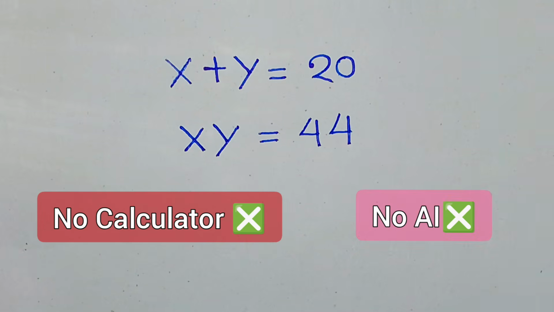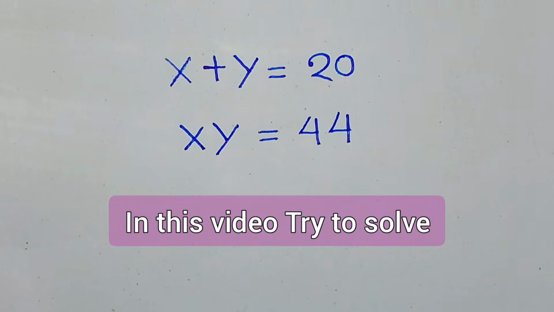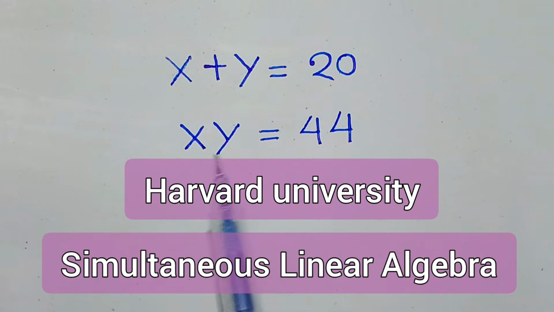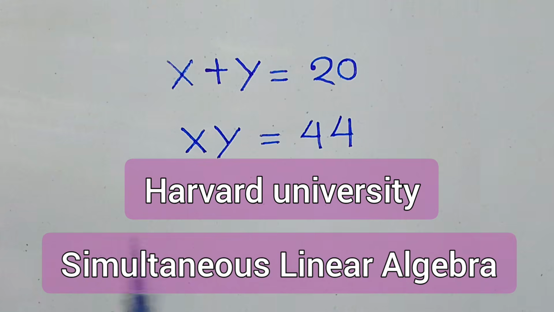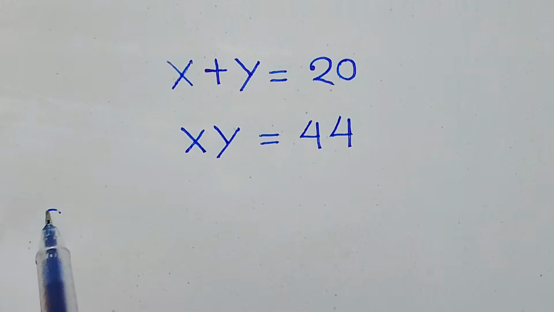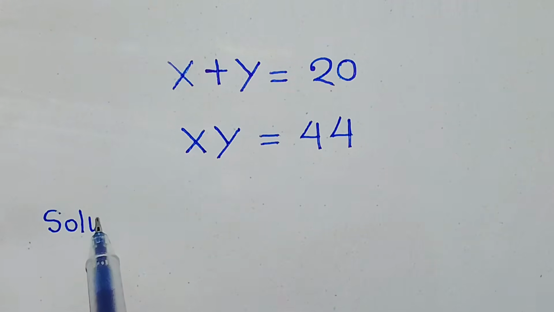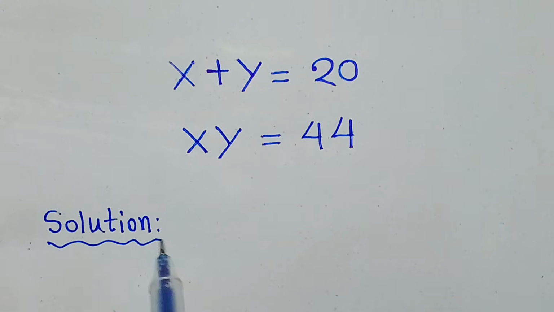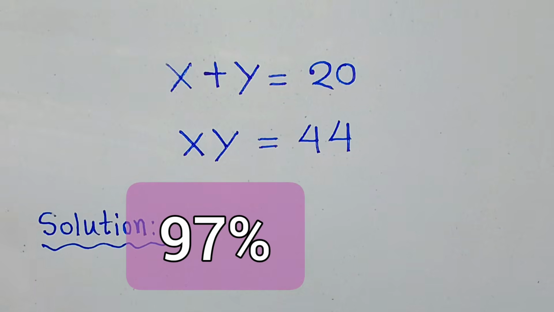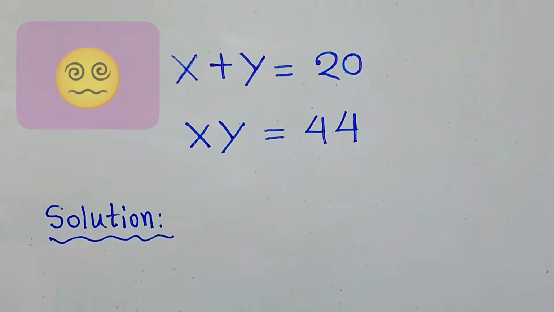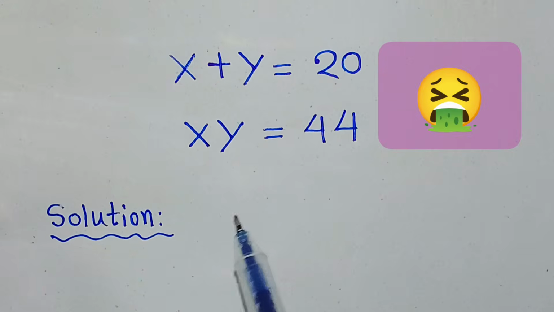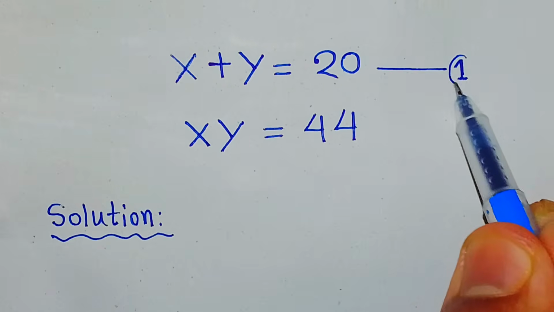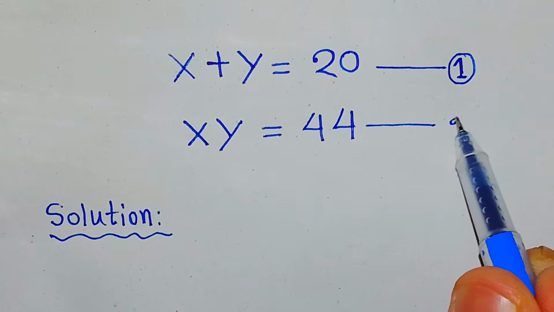No calculator, no AI. In this video, let's simplify a Harvard University simultaneous linear algebraic equation, which is x plus y is equal to 20 and xy is equal to 44. 97% of students see this problem and immediately panic due to this ugly exponent. But there's a hidden trick, and once you spot it, the whole problem becomes surprisingly easy.